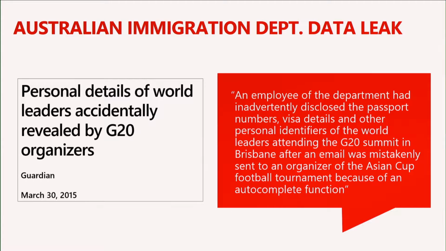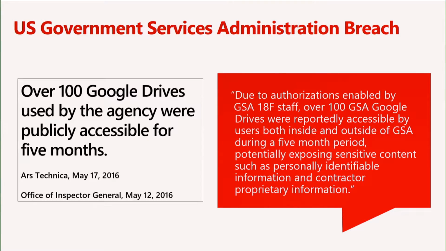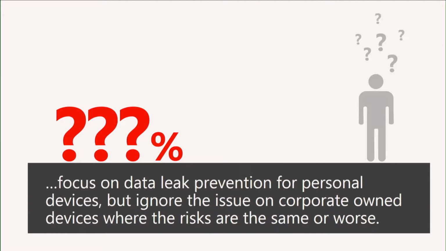And in case you think I'm just picking on our friends down under, a little closer to home, the US Government Services Administration reported a breach. They had over 100 Google Drives publicly accessible for over 5 months. We don't know how much data leaked. Maybe nothing, maybe all of it. They don't know. So there's a lot of focus on enterprise data being used and needing protection on a personal device, but it also needs to be protected on corporate devices. Those examples were within the business.